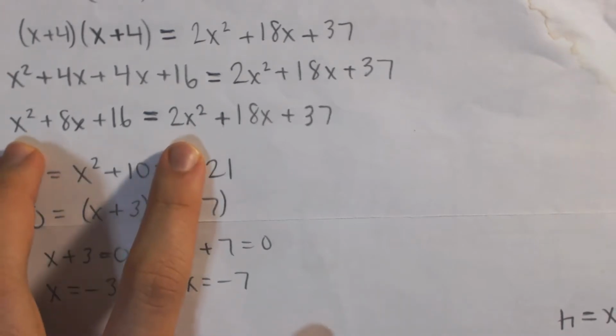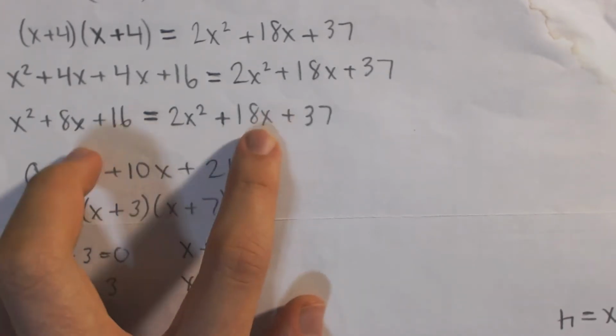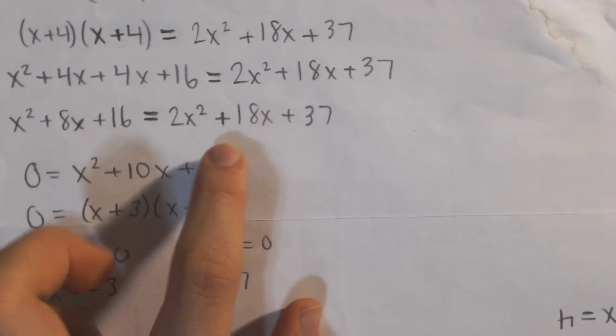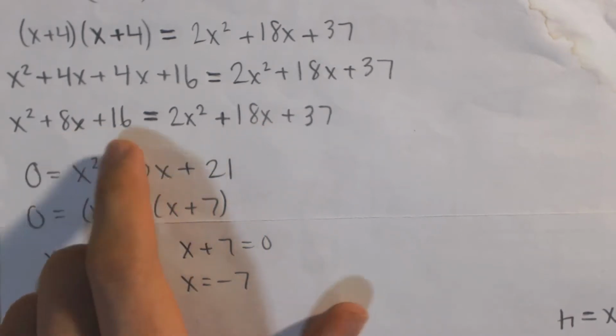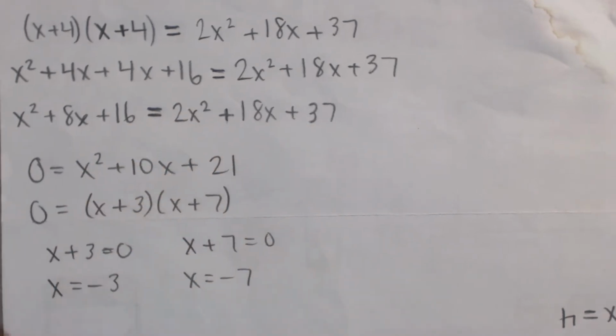So subtract x² from both sides. That gives me x² on the right. Subtract 8x from both sides. That gives me 18 minus 8, that's 10x. And then finally, subtract 16 from both sides. 37 minus 16 gives me 21.